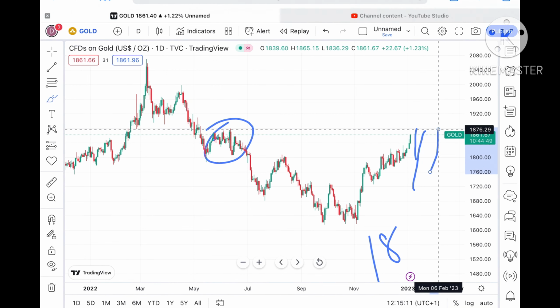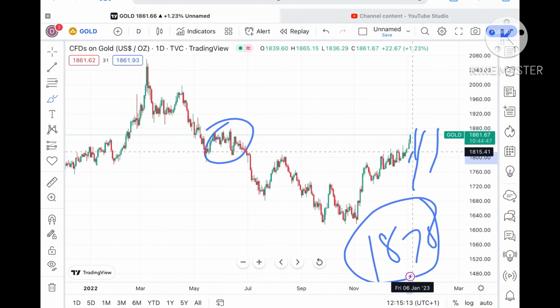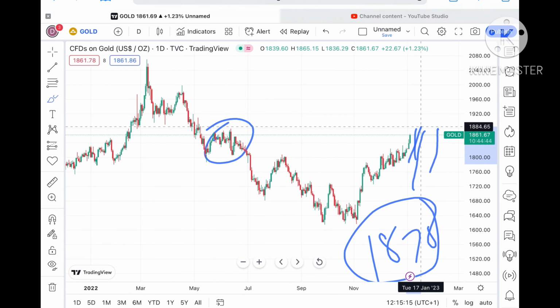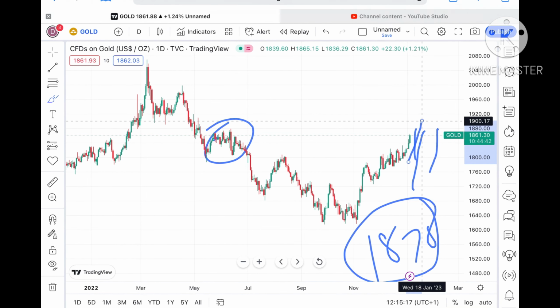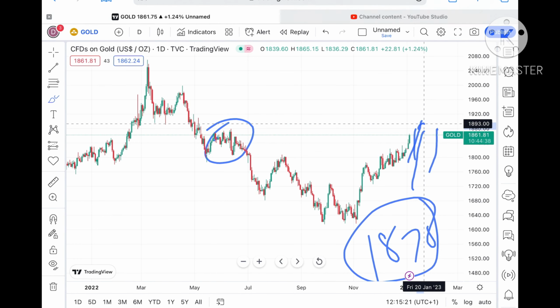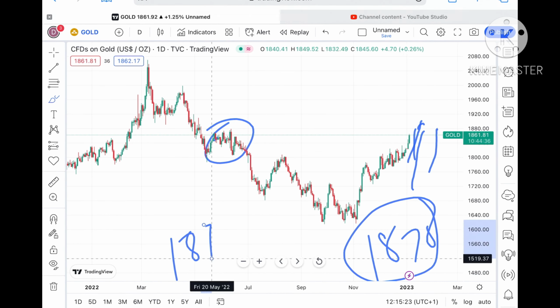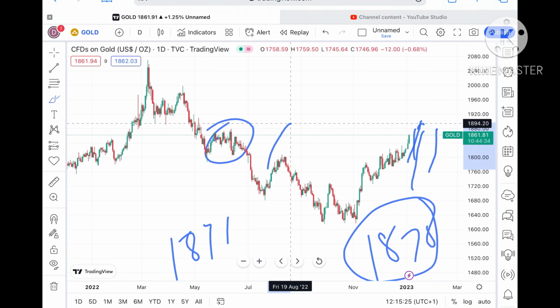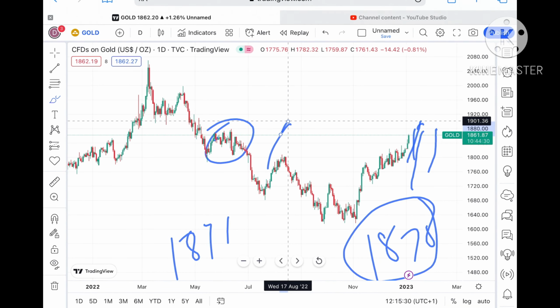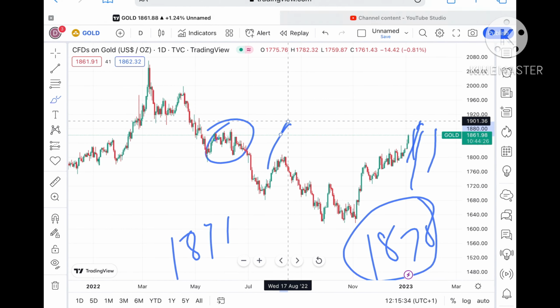So once it sustains above a level of 1878, we can see it can cross that particular zone, and the probability of going towards 1900 is on the higher side, because most of the resistances are weak, so chances of going further upside are there. Once it sustains 1878, we can see a level of $1891, and from there it can cross that zone and touch a level of around $1901 also.